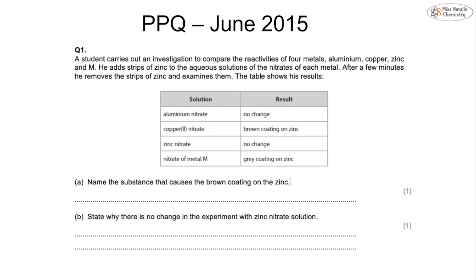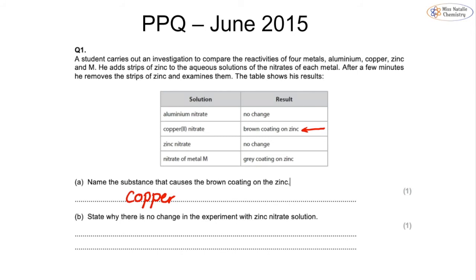So for aluminium nitrate, he's seen no change. For copper, there was a brown coating on the zinc. For zinc nitrate, no change. And for the nitrate of metal M, there was a grey coating. So for part A, we want to say name the substance that causes the brown coating on zinc. So that is this reaction here. Well, the zinc is higher on the reactivity series, so that wants to take the place of the copper, and we are going to be forming copper metal, and that is our brown solid.